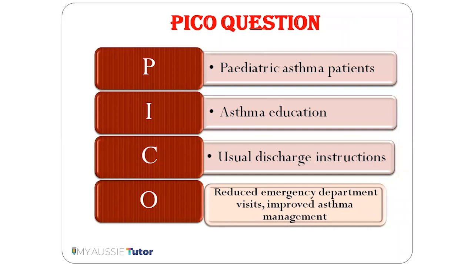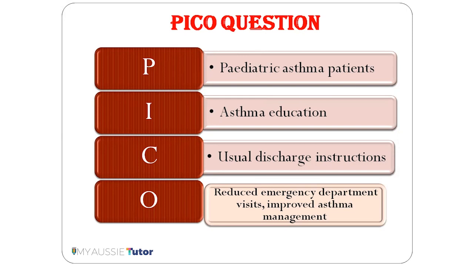So in this case, our population is the pediatric asthma patients who are hospitalized suffering from asthma. The intervention is specific nurse-led asthma education. The comparator, to which the intervention has to be compared, is the usual discharge instructions that are given. And the outcome that we are assessing is whether it is changing the outcome by reducing emergency department visits for children and improving their asthma management.